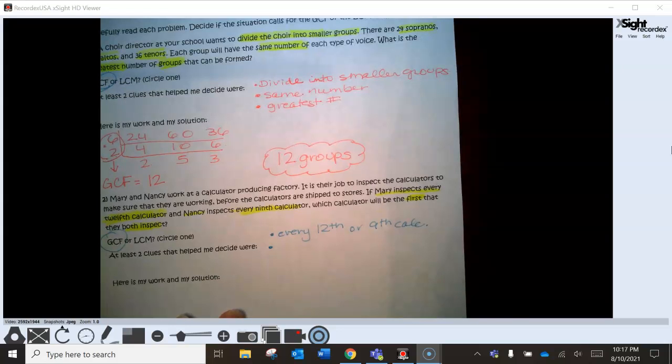Another keyword to tell us that we want the least common multiple, which is the smallest number that they have in common, and that would be the first. So the first time that it happens will be the least.